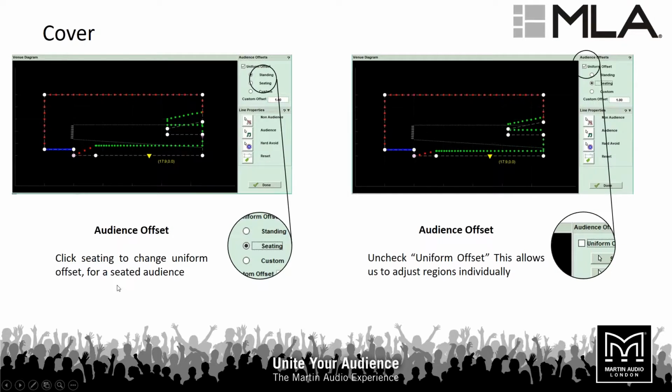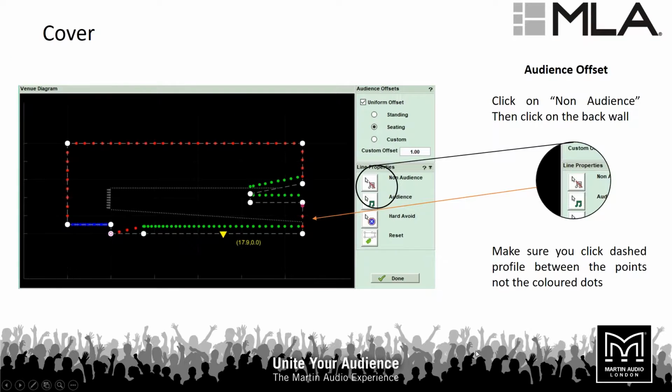The audience offset is currently saying that everybody in this venue is standing, and we want to change that to seating in this example. As you can see, you just literally click seating here, or if you wanted seating and standing, you would uncheck that uniform offset button, then highlight where you want to go and click seating there, and then click standing on the bottom floor. But we'll go through that in our example in a bit more detail. So now everybody in this venue is seated.